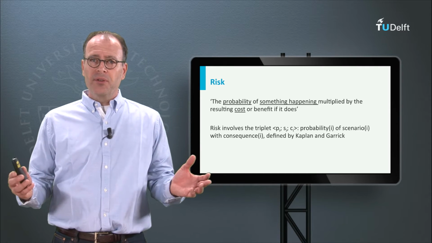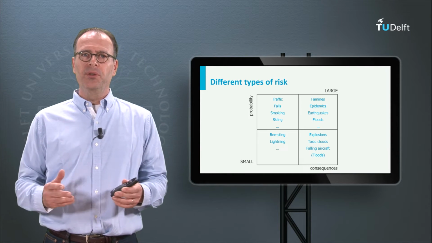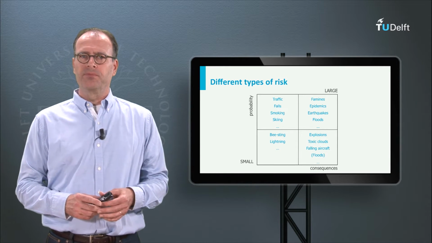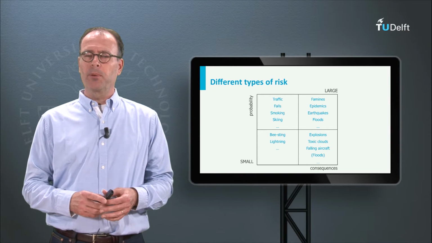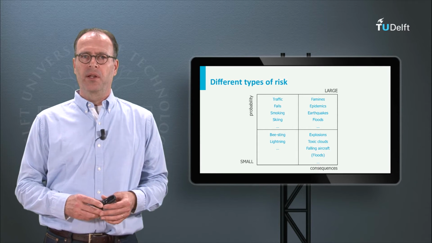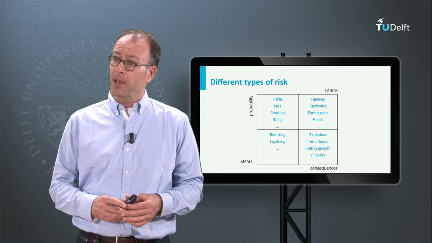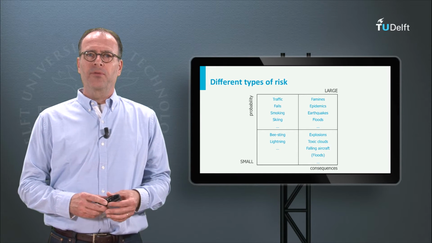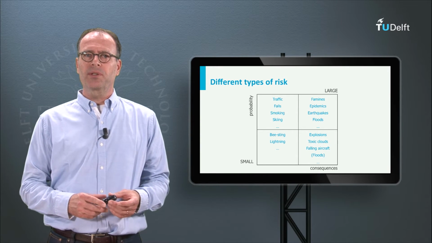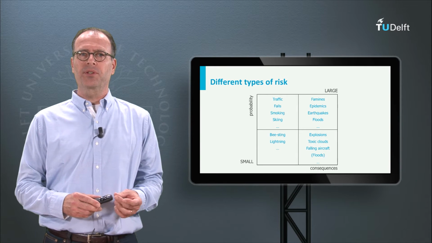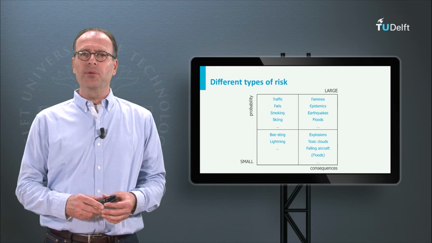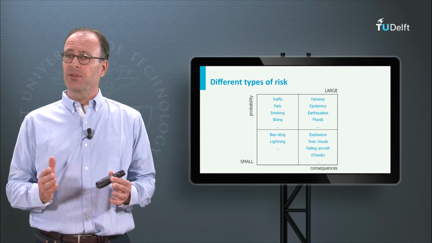There are, of course, different types of risks. And we can use two dimensions of risk, probability and consequence, to make some distinctions. So we have risks with a small probability and with small consequences. That means not many victims, like bee stings or being struck by lightning. We have risks with a large probability, but small consequences, like traffic accidents, various falls, for instance, from a ladder, or smoking, etc. As you will have noticed, I've left out the third dimension of risk, the scenario.